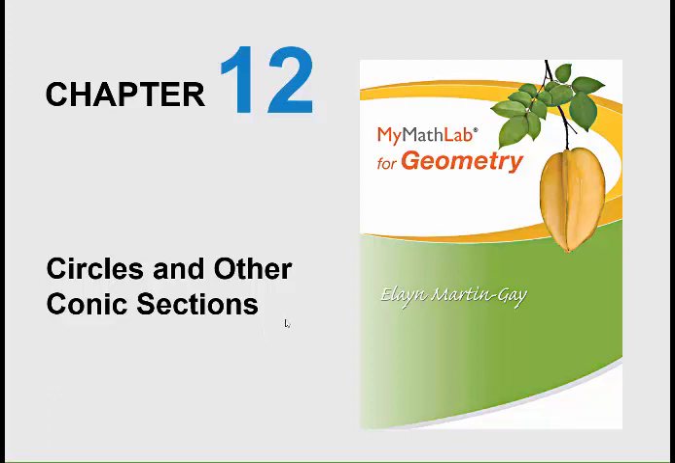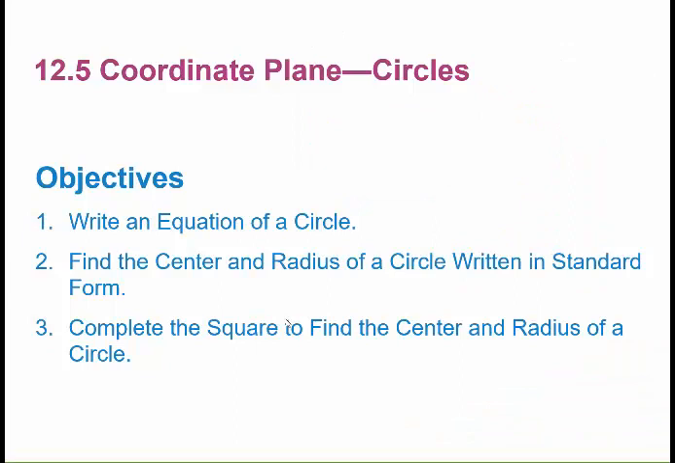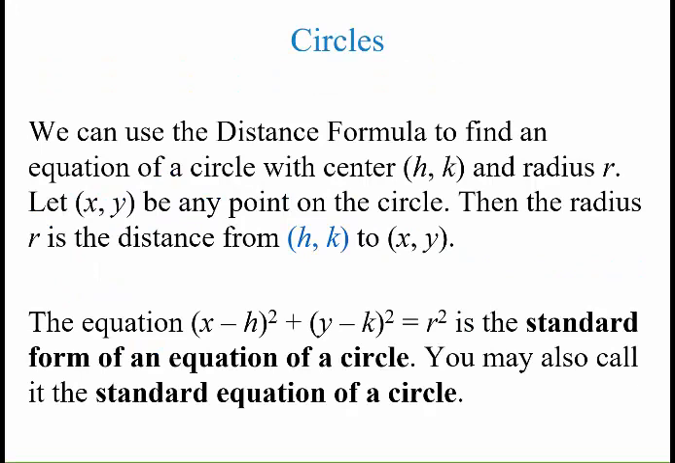Hi class, we continue our study in chapter 12 talking about circles and other conic sections by moving into section 12.5. This is about the coordinate plane and specifically about circles. So we have three objectives in this section. The first one we want to do is write an equation of a circle. The second is we want to find the center and radius of a circle written in standard form. And then the last thing, the hardest, is we want to complete the square to find the center and radius of the circle. All right, so what is a circle again?